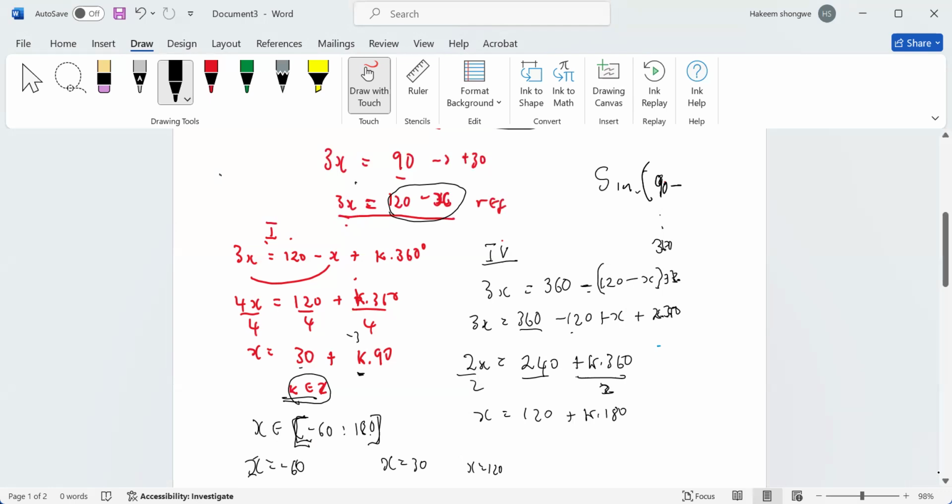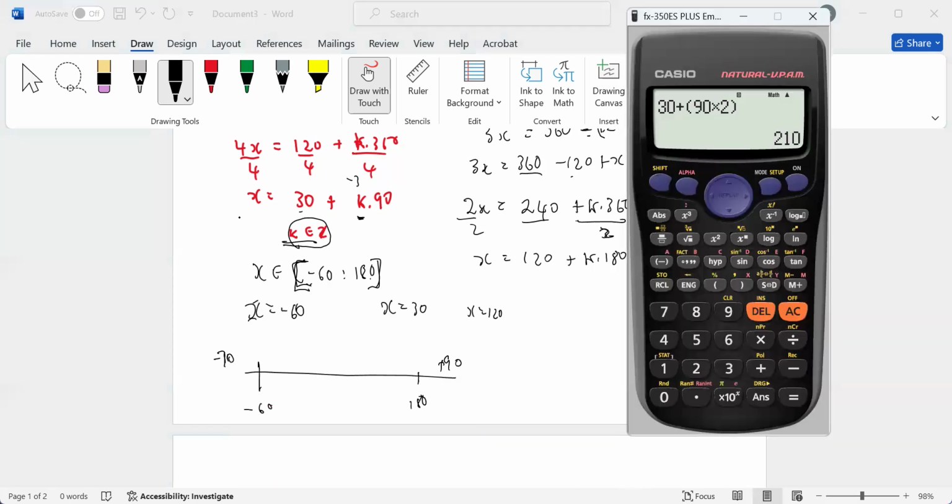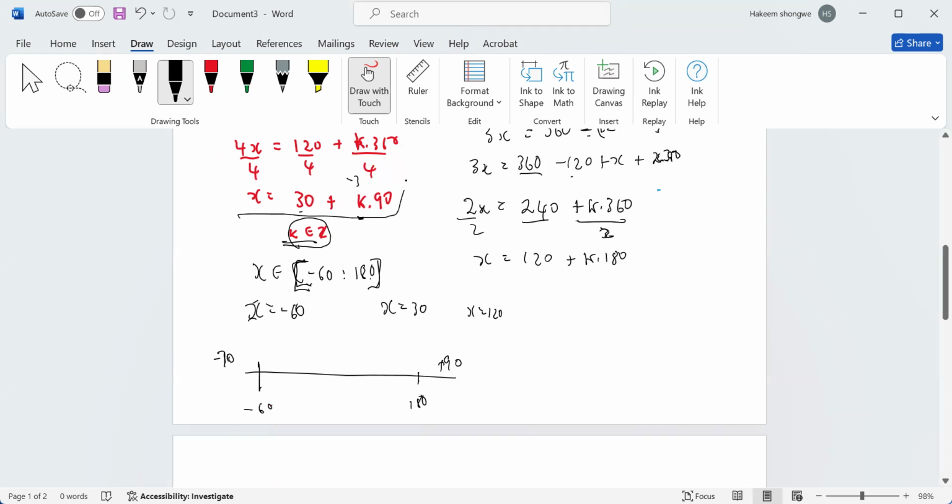Because basically here, they gave you a restriction to say you should work from here to here. They are saying a learner should work between -60 up until they get to 180. Let's say a learner gets -70, we don't take that answer. A learner gets 190, we don't take that answer here. So you just type it in your calculator and you get your general solution. Do you understand how I got here?